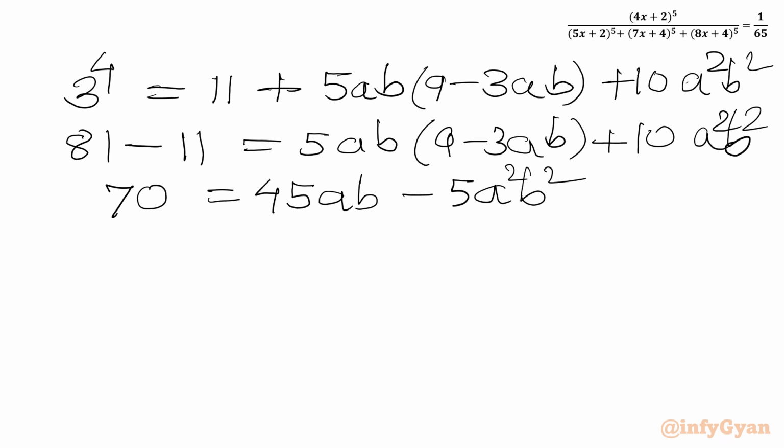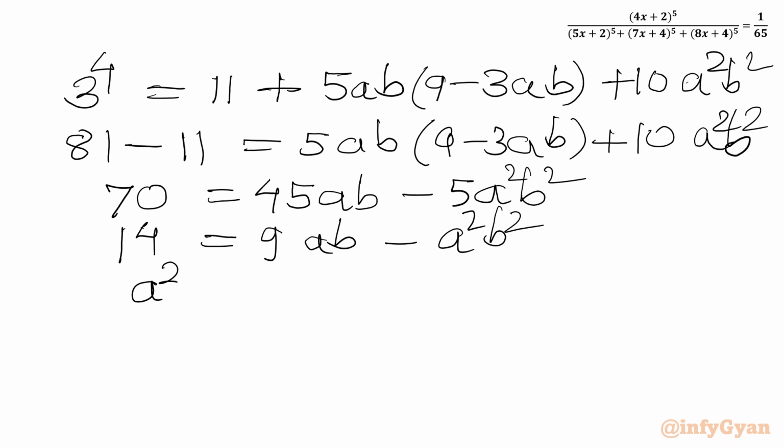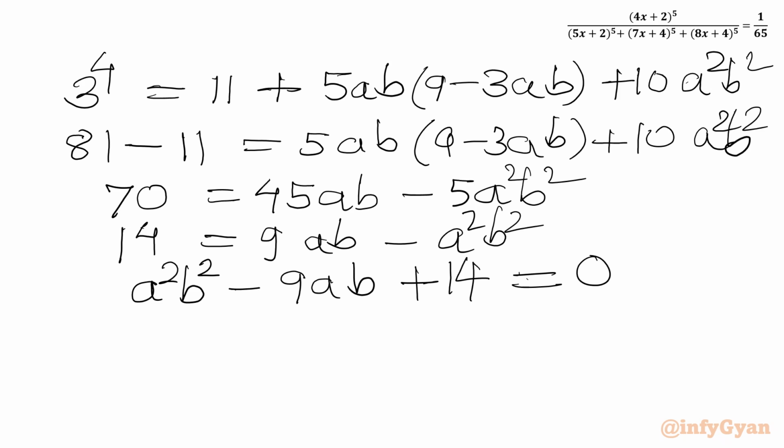Equation is divisible by 5. We will divide both sides by 5. We will write 9ab minus a square b square. Take all the terms to LHS. We will get one quadratic equation in ab: a square b square minus 9ab plus 14 equal to 0.